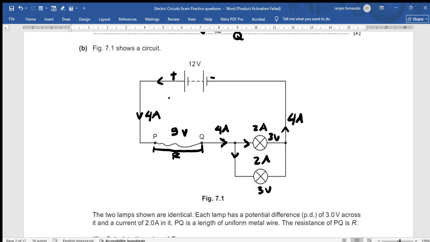Now we are going to find the resistance. The resistance is equal to V divided by I, which is equal to 9 volt divided by 4 ampere, which is equal to 2.25 ohm.